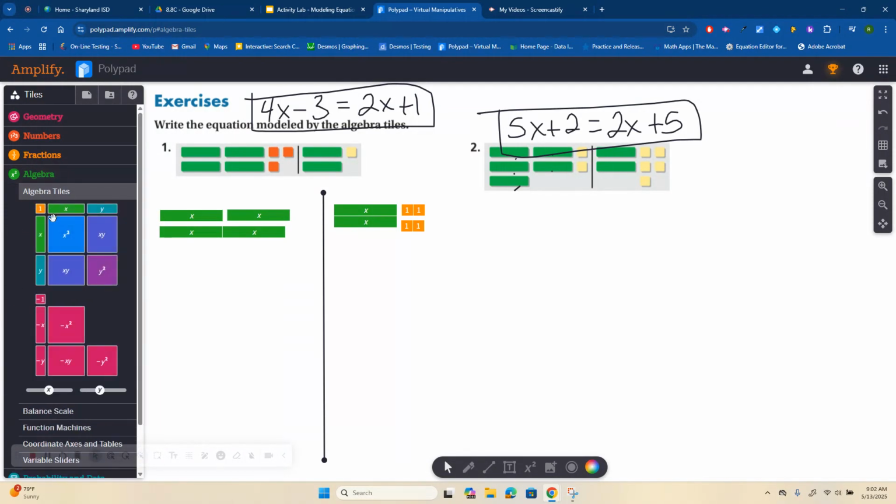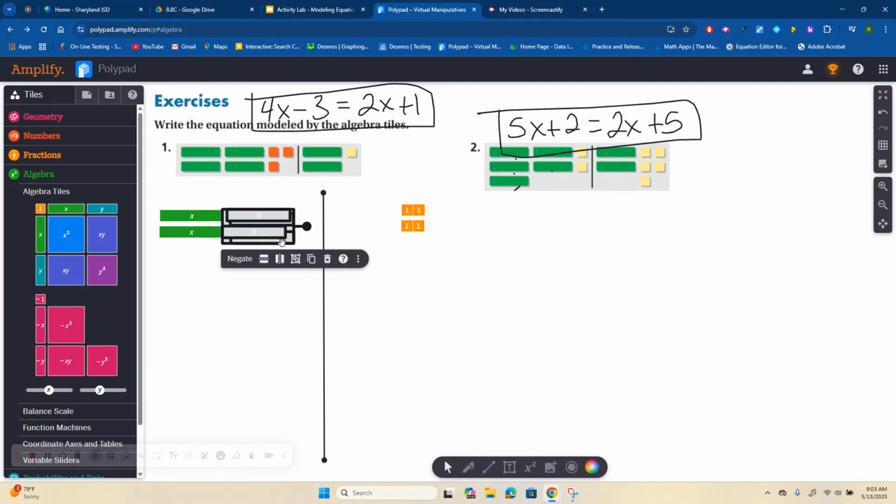Let's see if I get my tiles. Here's my negative x. This is fun. Alright, make a copy. I'm going to put negative 2x on this side. Again, what I do to one side, I better do to the other. And now, over here, these guys will cancel. Gone. These guys will cancel. And then now I just divide, right?